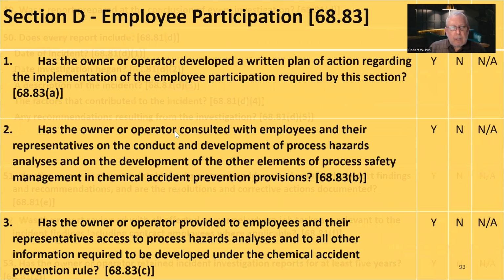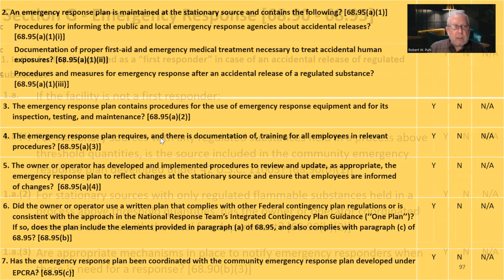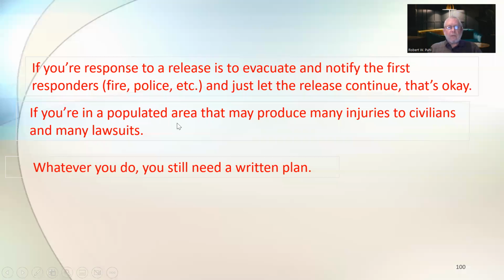And section D, there's about hot work permits, and about contractors, emergency response, and a lot of different things they cover. Risk management plan. So if your response to a release is to evacuate, and notify the first responders and just let the release continue, that's okay. But your company has to make a policy. What are we going to do if we have a release? All right. If you're out in the boonies somewhere and you can just let it blow, then maybe that's the best way. Just let it blow.